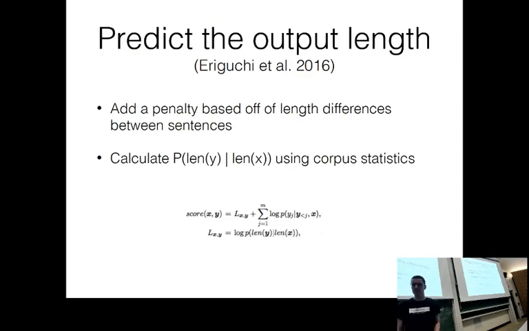You can also predict the output length. What they did here was they calculated the probability of the target length given the input length using corpus statistics, and they trained a model for an input sentence to predict the output length. And then they penalized their system in search for differing from that predicted length. So if the probability of the output sentence was strong enough, they could override the predicted length. But if there were a few translations that were pretty close to each other, they would tend to favor the translations that were closer to the predicted length.